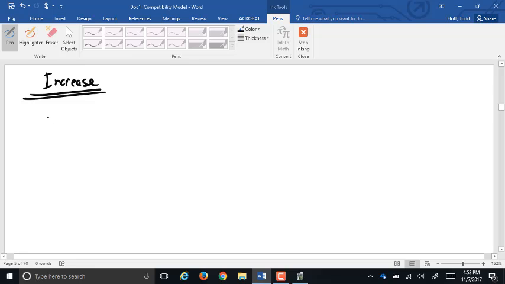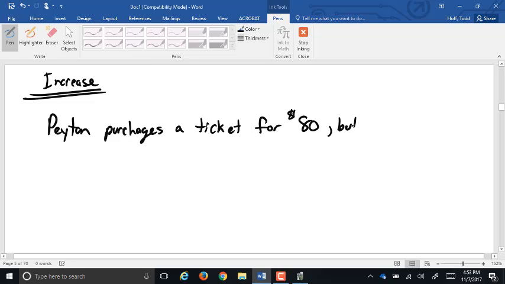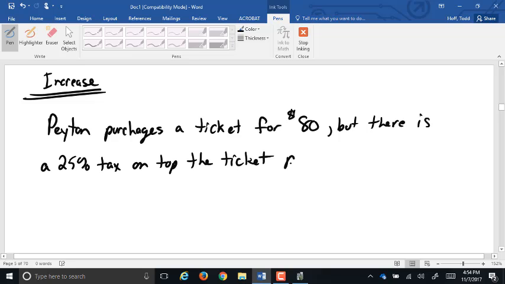So for example, let's say that Peyton purchases a ticket for $80, but there is a 25% tax on top of that, on top of the ticket price. How much does Peyton pay?